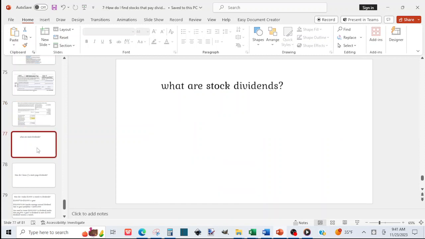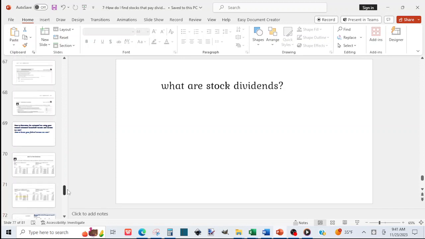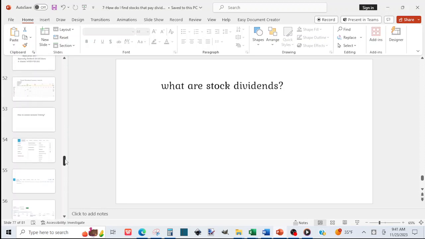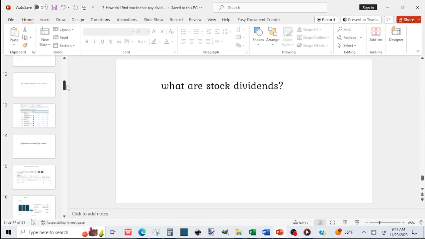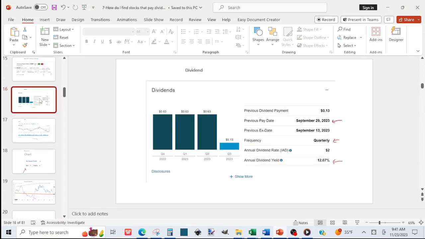Okay, so what are stock dividends? Stock dividends are those earnings you can make from stocks. In case you are wondering, not all stocks pay dividends, and some do. So those are earnings that you can make on a quarterly basis from some stocks.